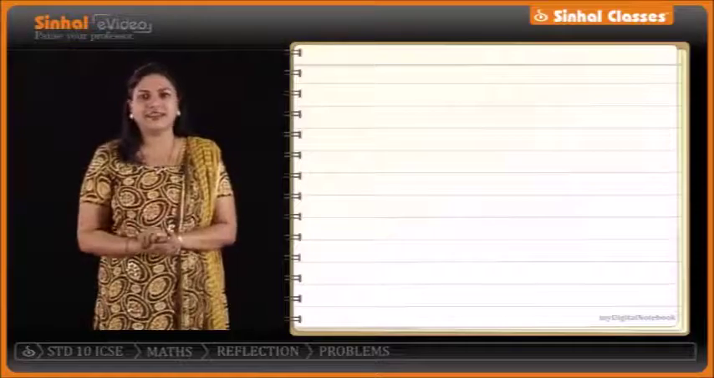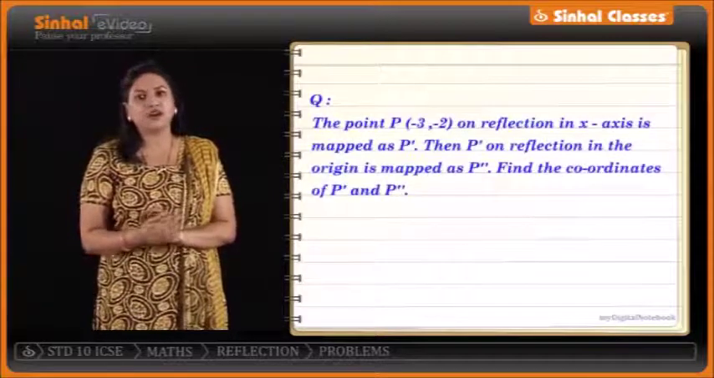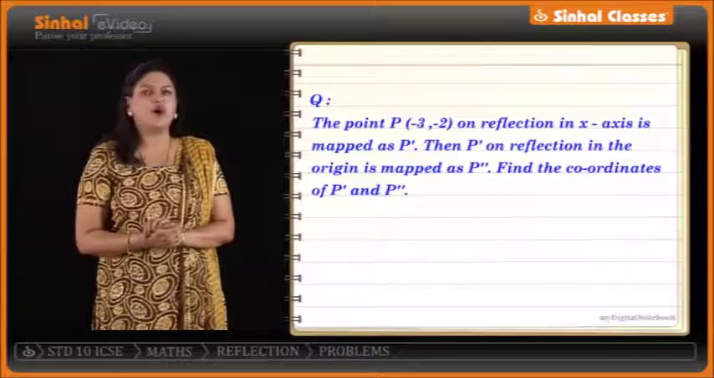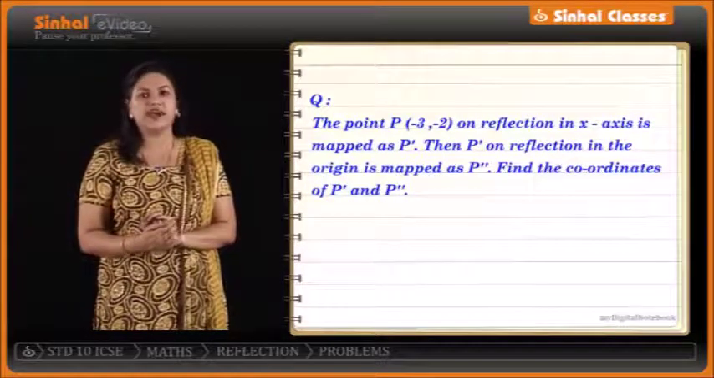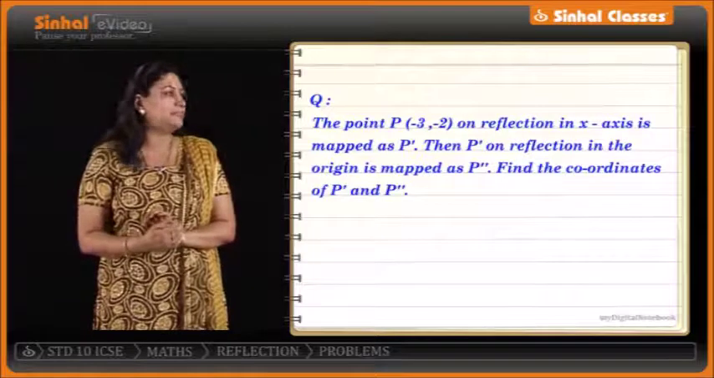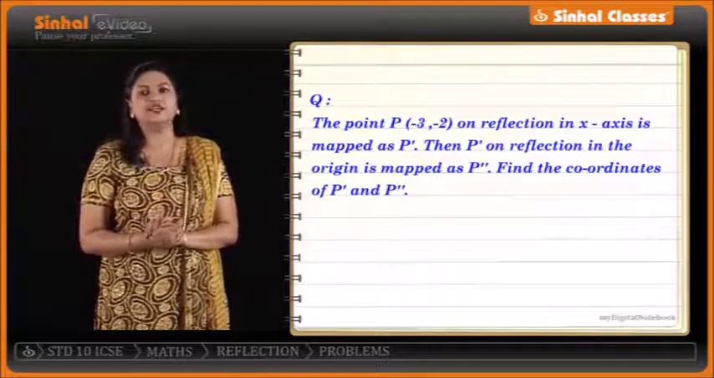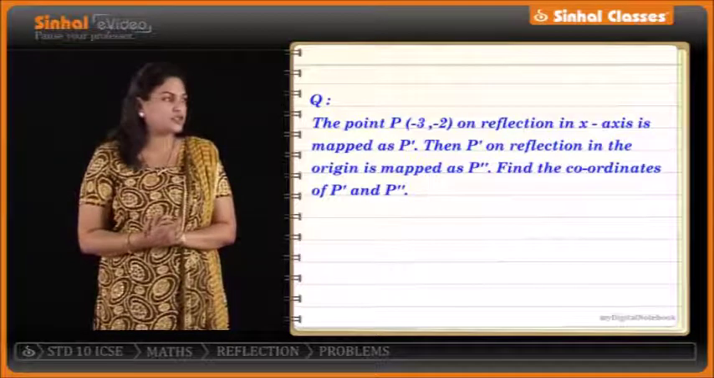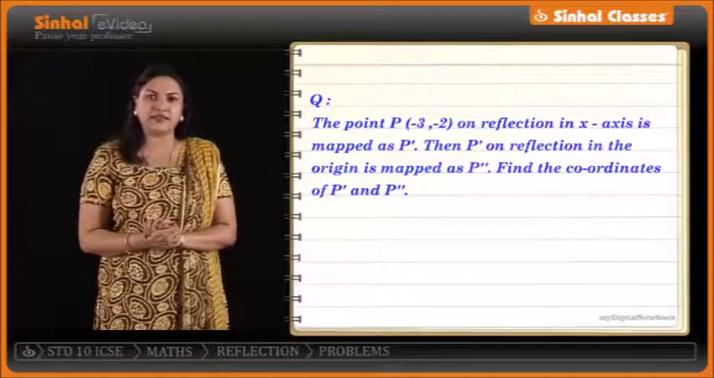Now let's take the next problem. The point P minus 3, minus 2 on reflection in the x-axis is mapped as P dash. Then P dash on reflection in the origin is mapped as P double dash. Find the coordinates of P dash and P double dash.